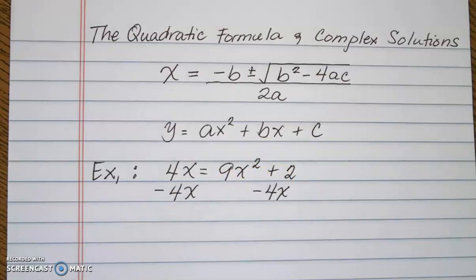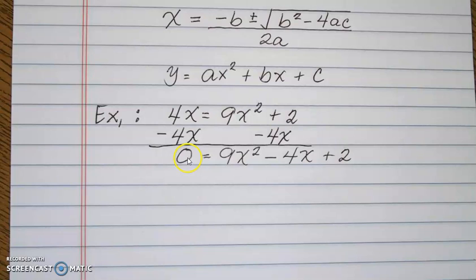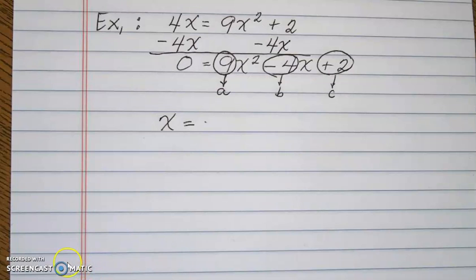So subtract 4x on both sides. So now on this side you have 0 equals 9x squared minus 4x plus 2. And so now this is your a, this is your b, and this is your c. Take note, a, b, and c include the sign of their coefficients. Okay, so now let's begin the process of solving.